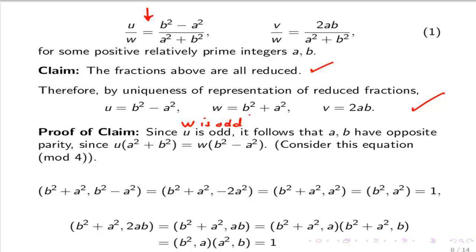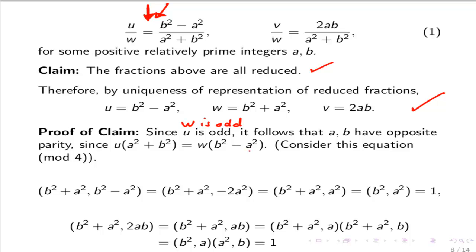So I want to first show that a and b have opposite parity. So one of them is even and one of them is odd. So why is that? We're assuming that a and b are relatively prime. Well, if I come back to this equation right here, up on top, that gives us u times (a squared plus b squared) is w times (b squared minus a squared). And if I look at this mod 4, I claim we're going to have a problem.